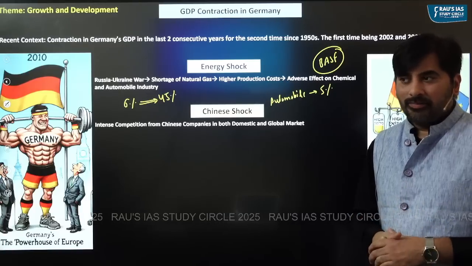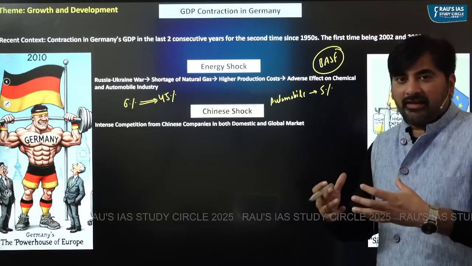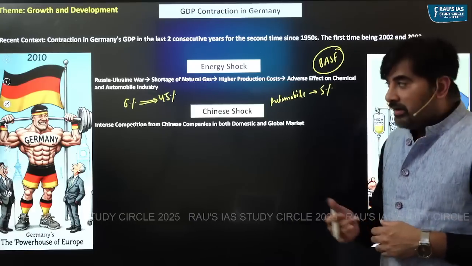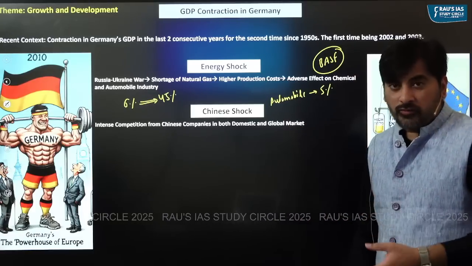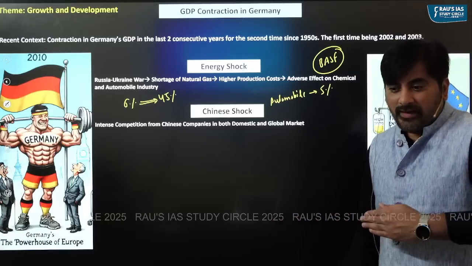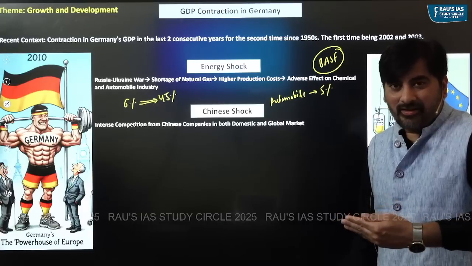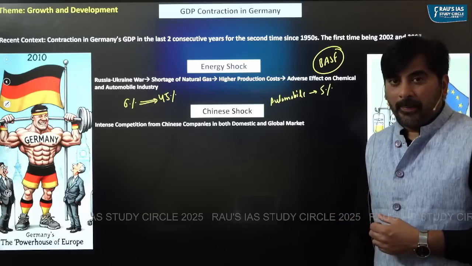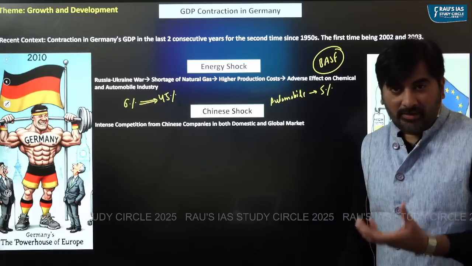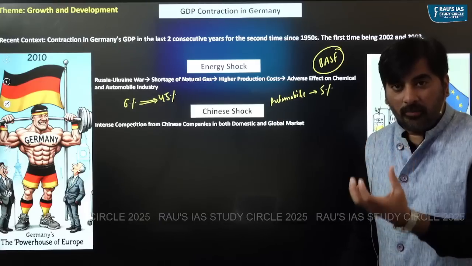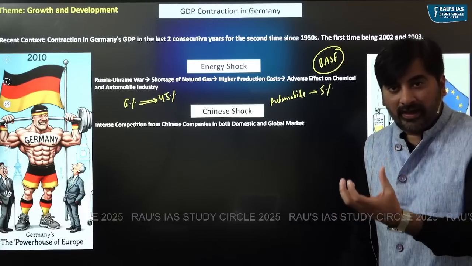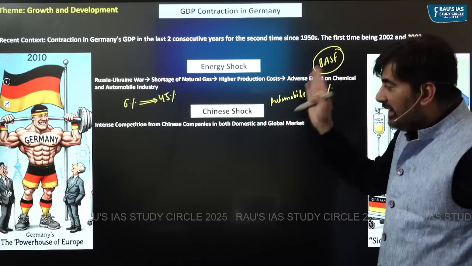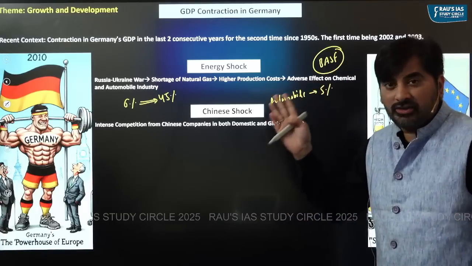Apart from that, China has made rapid strides with respect to electric vehicles. But when you look at German companies like Volkswagen, Mercedes, their transition towards electric vehicles has been much slower. That is why Chinese car manufacturing companies have dominated the electric vehicle segment within the EU, which has in turn adversely affected the German economy.